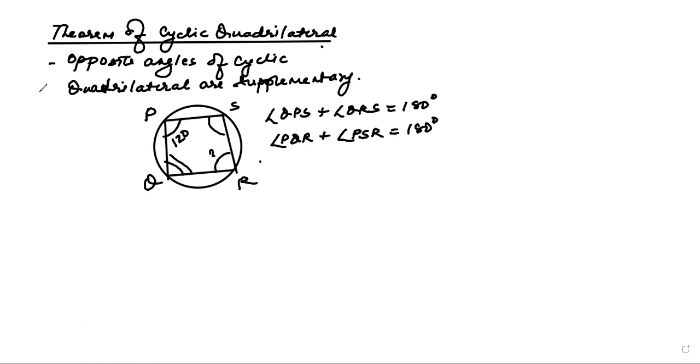This way, they can ask you simple questions. In short, whenever you see a cyclic quadrilateral, it should come to your mind that opposite angles are supplementary. Now, see here, children. Very, very important. It will come in your board exam to prove this theorem, the way it is asked in your board exam.